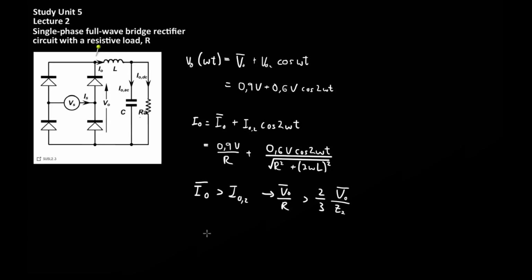If the load resistance is chosen to be small, then the output impedance Z2 will be approximately 2 omega L. Substituting this approximation back into this inequality means that the L to R ratio just needs to be larger than 1 over 3 omega. What this shows is that the conduction time during the conversion cycle is not only a function of L and R, but also the switching frequency of the full wave rectifier.